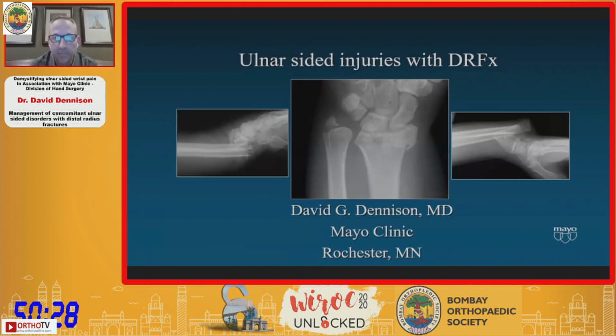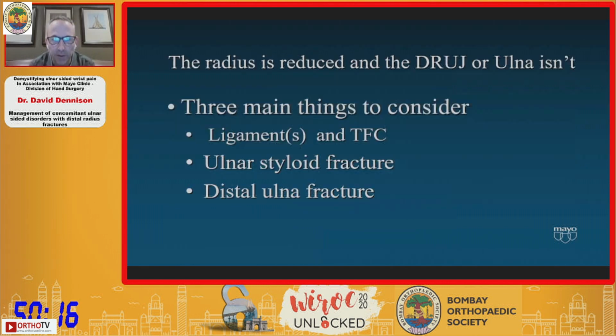So my topic is going to be looking at ulnar-sided injuries with fractures, which is actually, I think, really kind of fun. It's a little bit easier than dealing with some of the chronic pain and so forth that comes in later. But in any case, I think what we want to do is think about when the radius is reduced and then the DRJ is unstable or there's an ulnar fracture, what are we going to do?